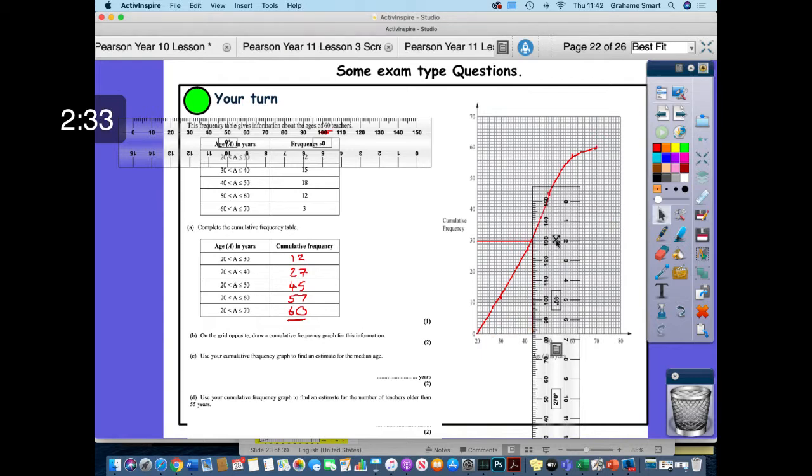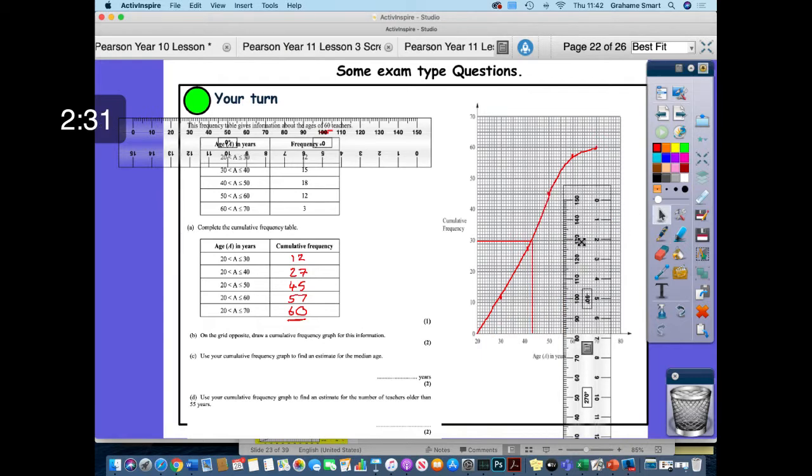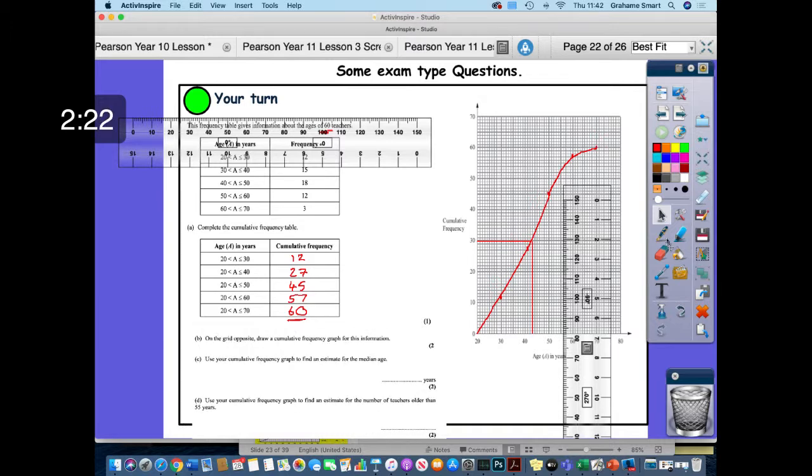And we should be able to read off an estimate of our median age now, and I would say 41, 42, 43. Bear in mind you would get a range here. You wouldn't have to get it spot on. You may get a range of answers, and you'd be given the mark for any of those. Okay, and then it says use your cumulative frequency graph to find an estimate.